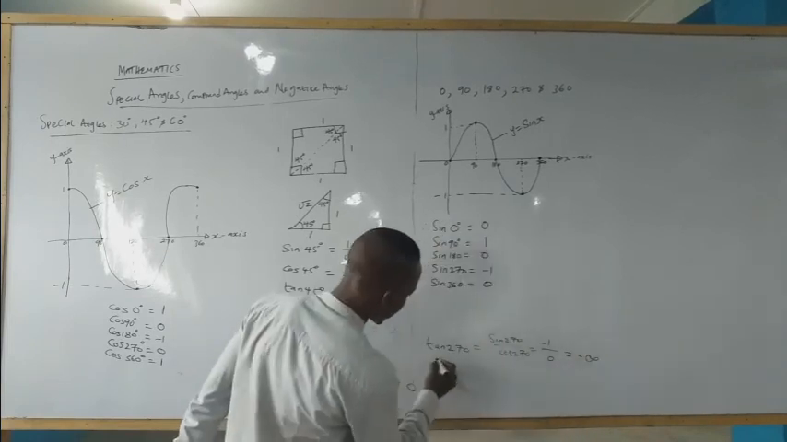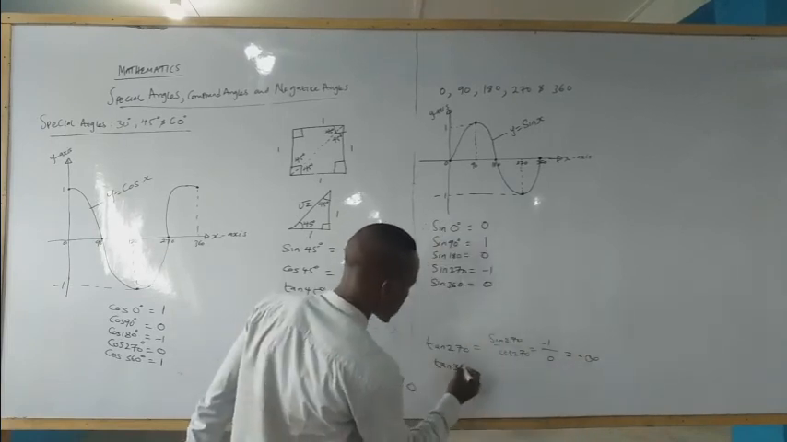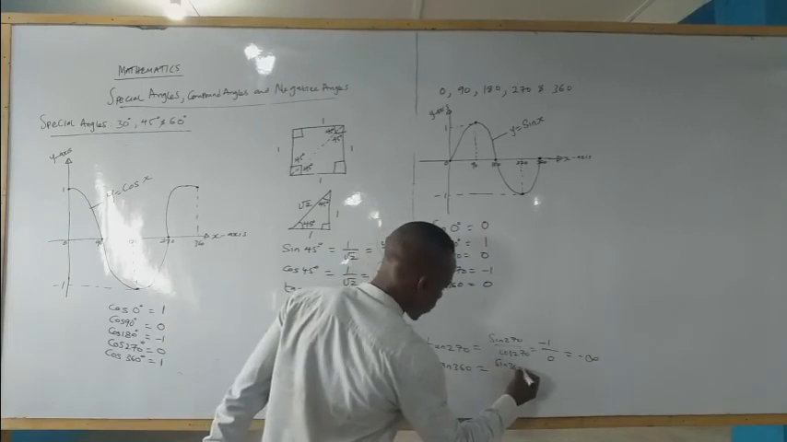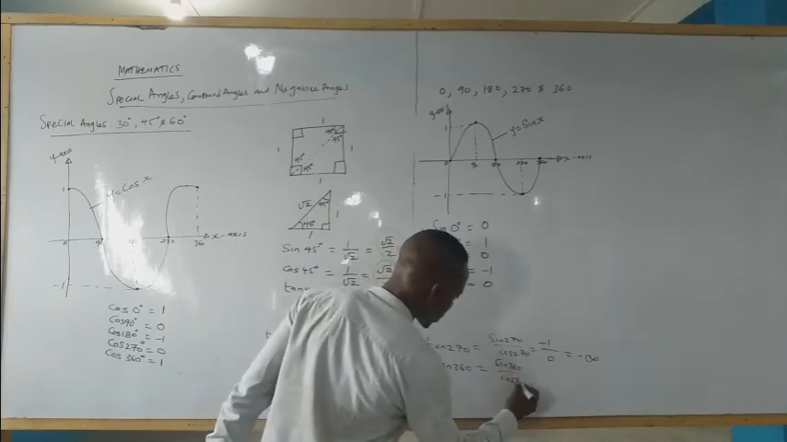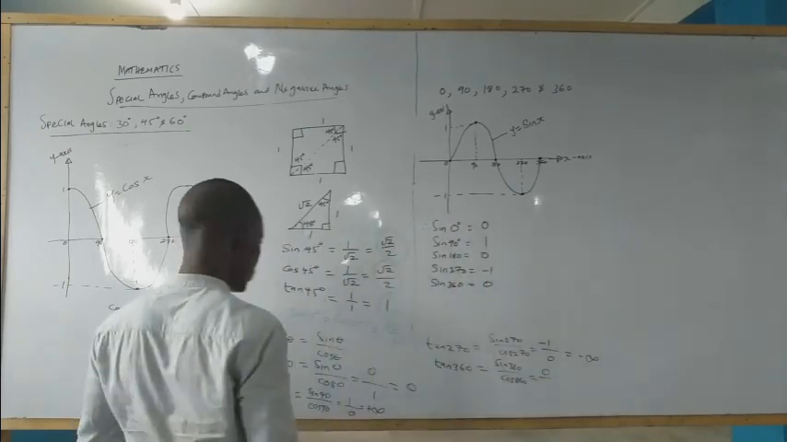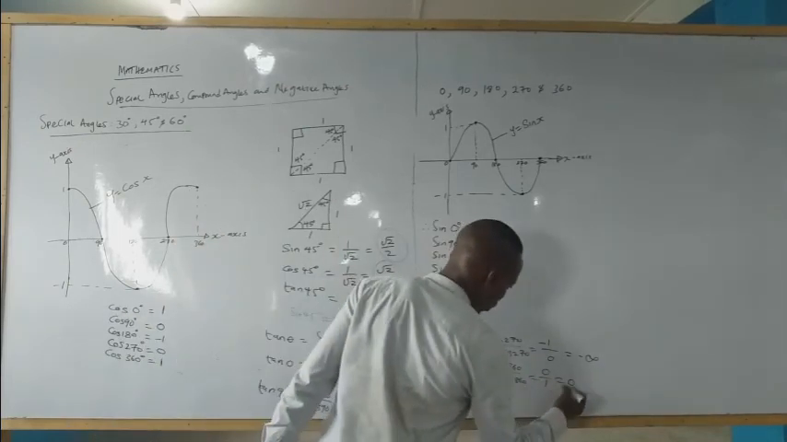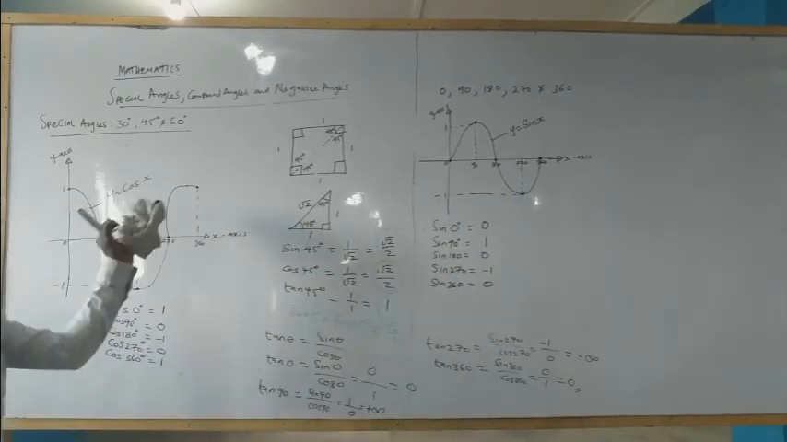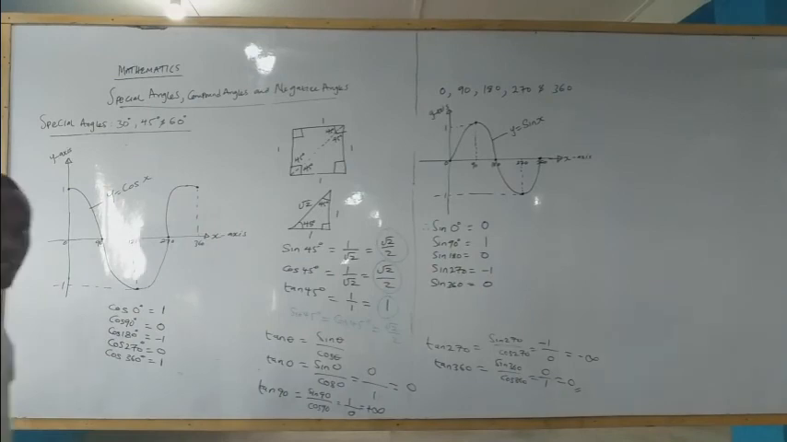And then tan 360 is equal to sine 360 over cos 360, which is equal to 0 over 1, which is equal to 0. So that's what we have under special angles and compound angles.